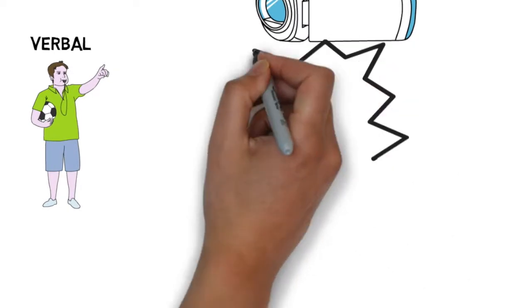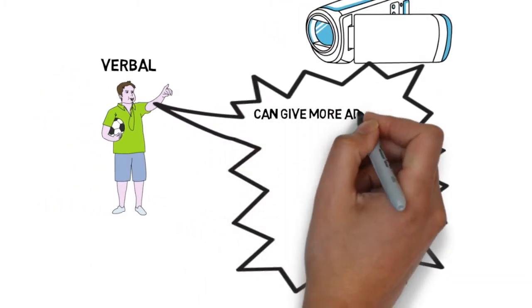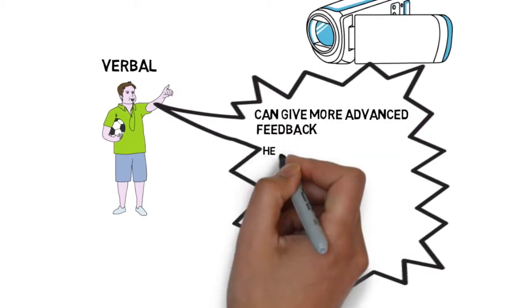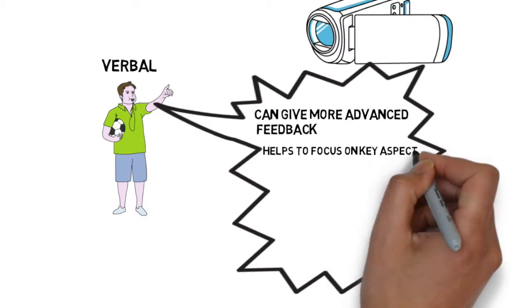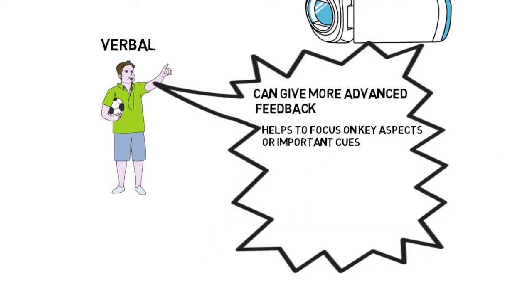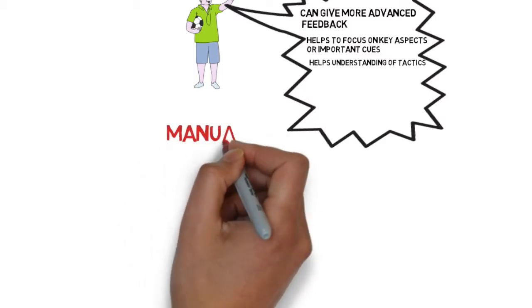The verbal, again, yes, we'll say to this one, and the reason for that is it can give more advanced feedback. So those tiny or minor errors that might need to be addressed, and now what we can do is we can start to focus on particular cues, so the raise of the foot, the pull back of the wrist in relation to badminton. But we can start to add in, and this is the difference, tactics.